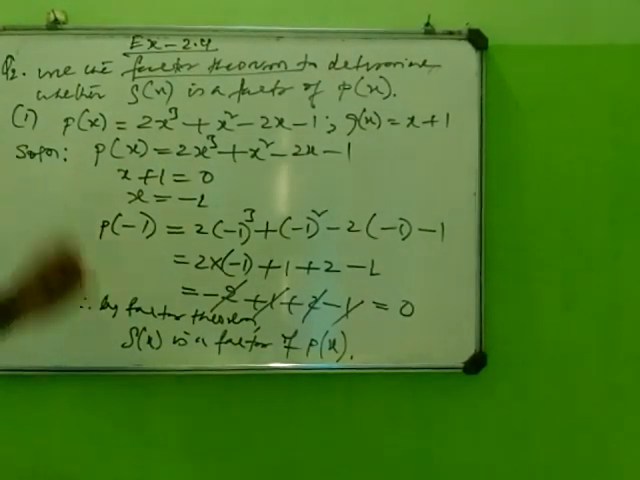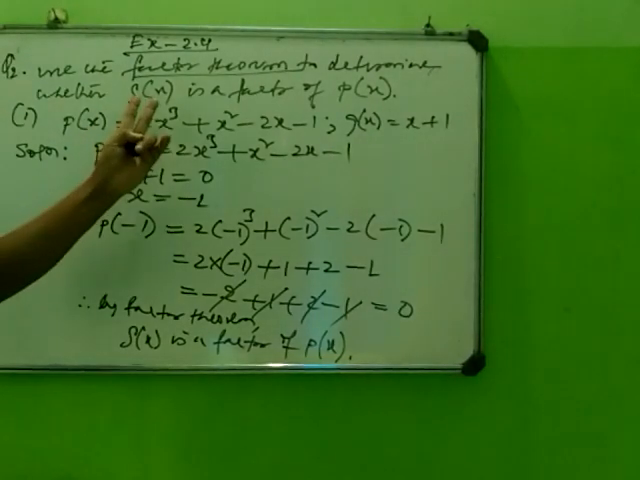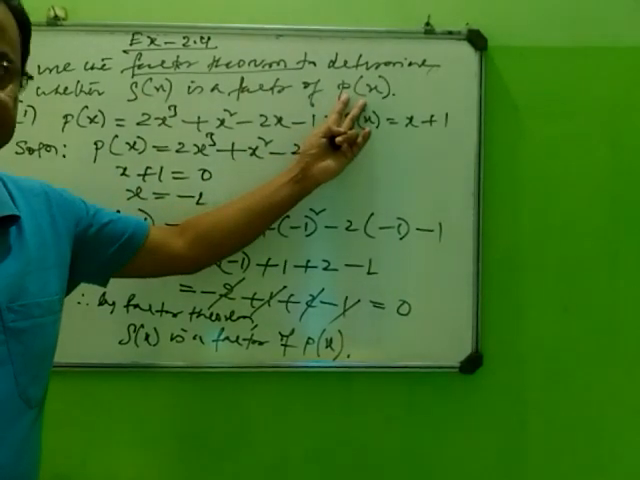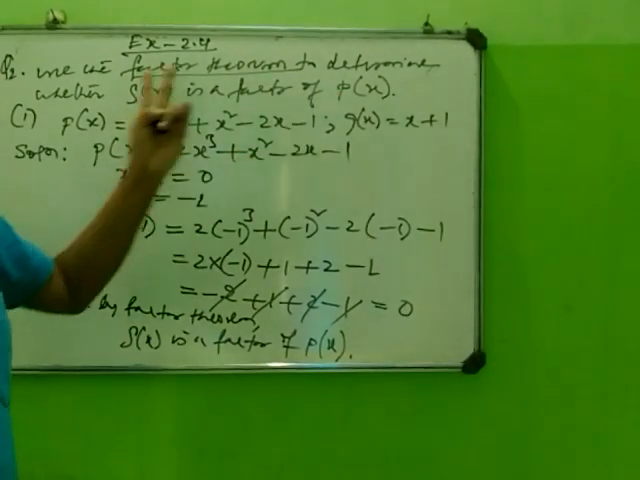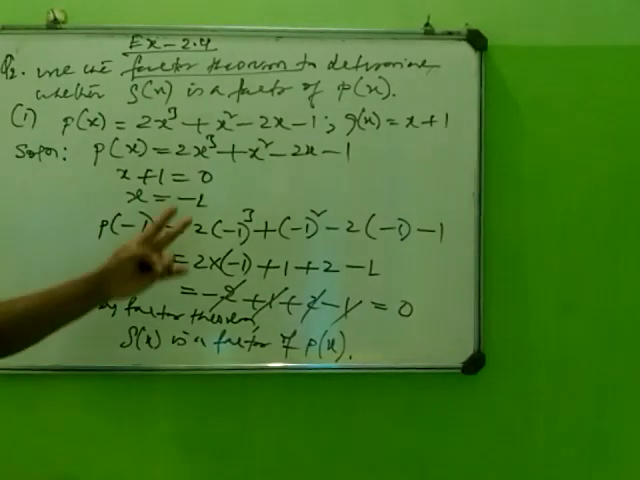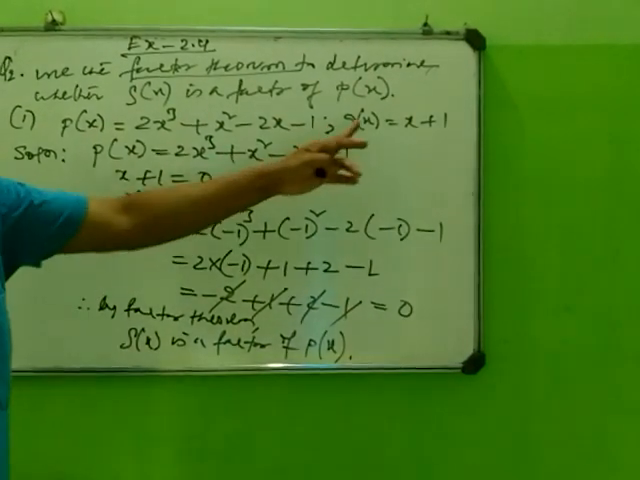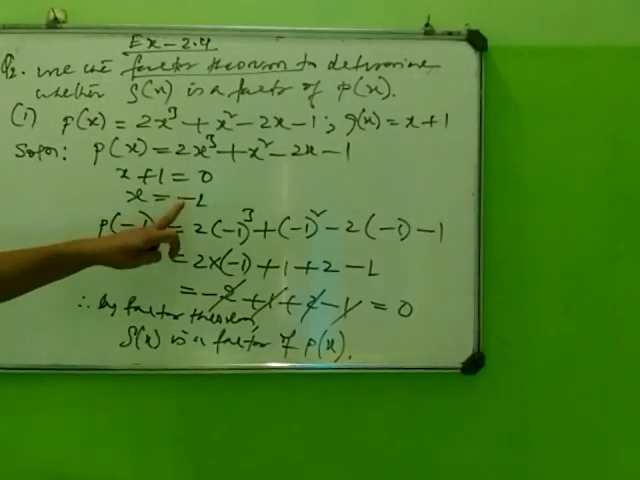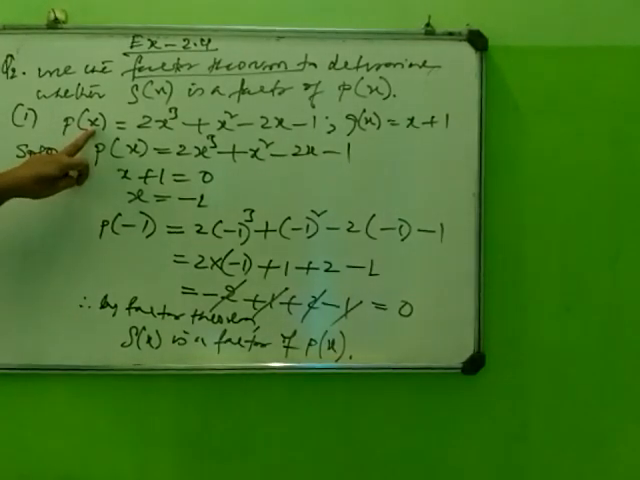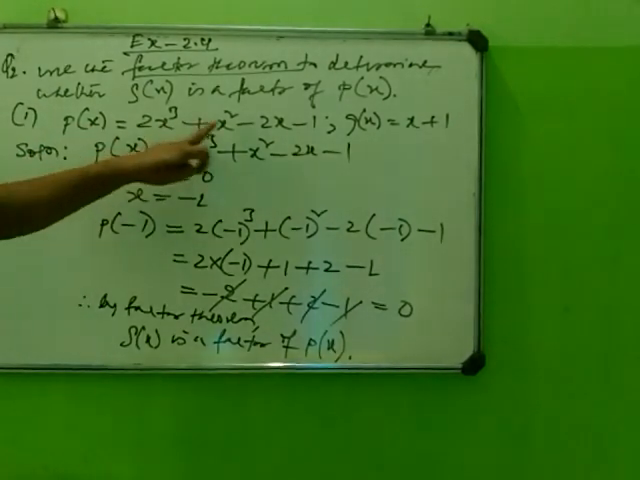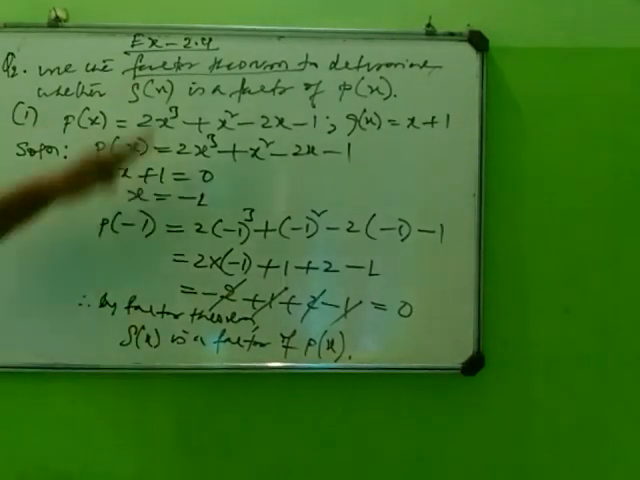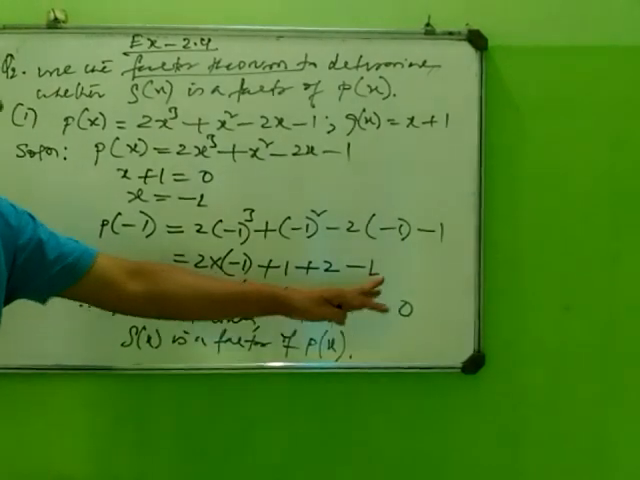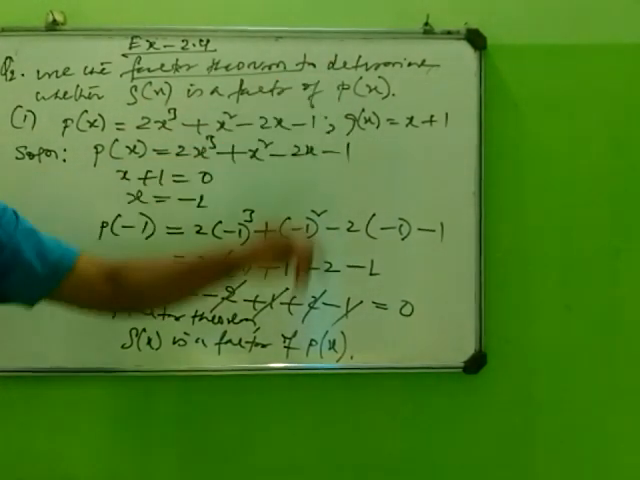So here let me tell you once again. G of x is the divisor, p of x is the dividend. So you are to divide the dividend by the divisor. So you take the divisor equal to 0. The divisor was x plus 1, so you took it equal to 0 and you got x is minus 1. Now in place of x you are going to put minus 1. So all these values of x will be minus 1. You have simplified and then you got 0. Since the remainder is 0, therefore g of x is a factor of p of x.